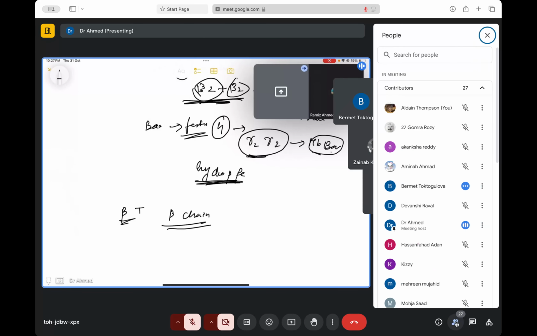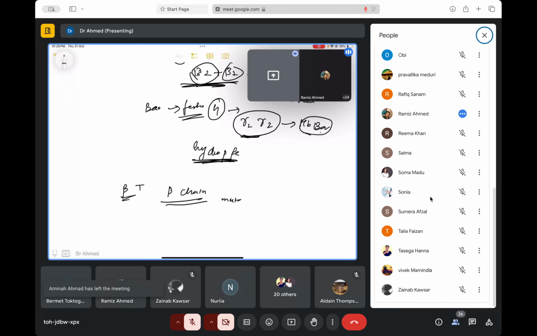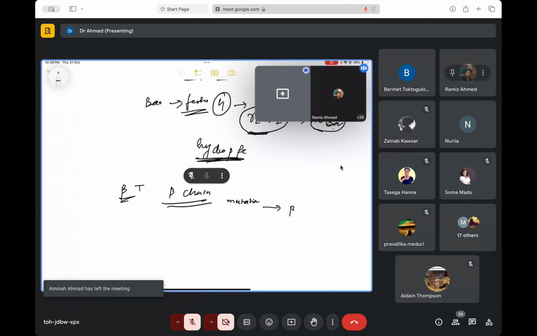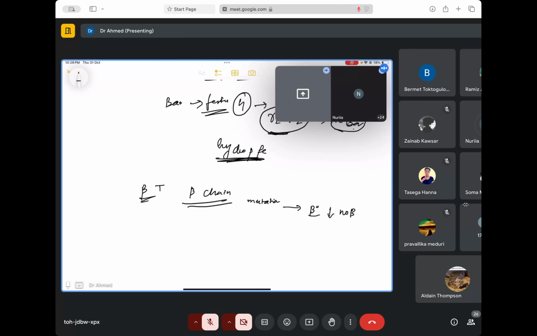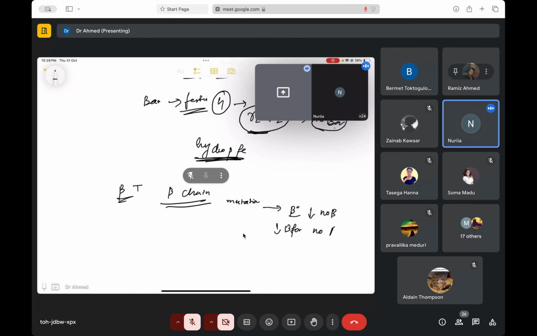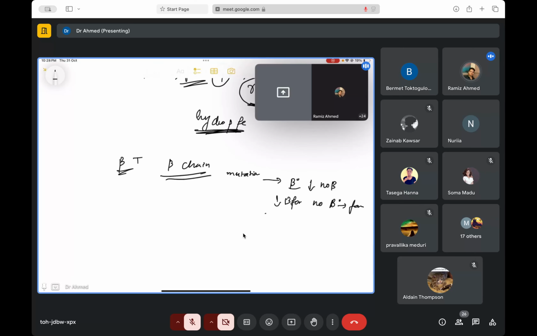So beta chain, as we have already discussed, there is some kind of mutation, not deletion. So if there is mutation, it means you will be forming beta chain, but either it would be less or no beta formation. Less beta formation or no beta chain formation, right? Yes. So these can be the two conditions. So basically, you have two genes on chromosome number 11 encoding your beta chain.